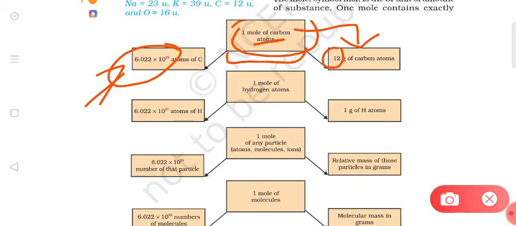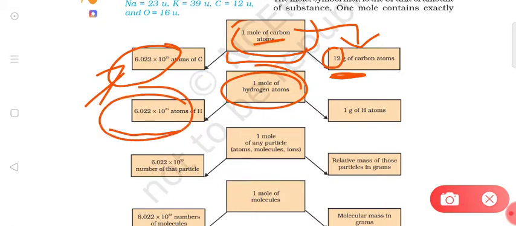So we will take the numerical value of atomic mass and we will simply put the unit g in place of u, right. So the mass of 1 mole of carbon or molar mass of carbon atoms is 12 gram, because atomic mass was 12 u. In the same way, if we talk about 1 mole of hydrogen atoms, then it will contain 6.022 into 10 to the power 23 atoms of hydrogen, and molar mass of hydrogen atoms should be 1 gram.